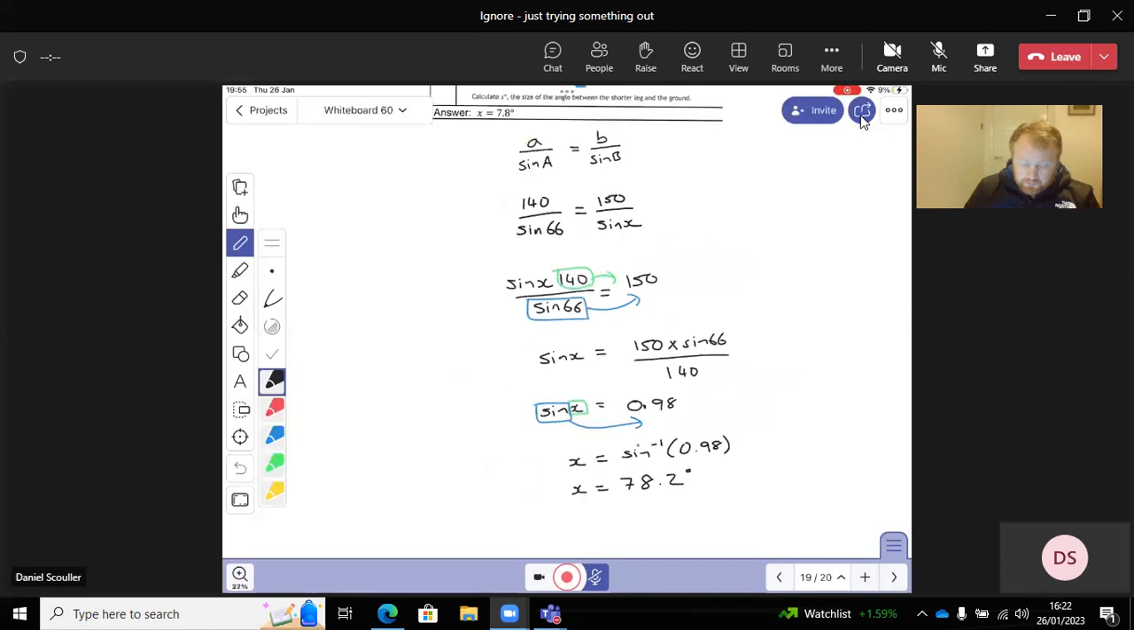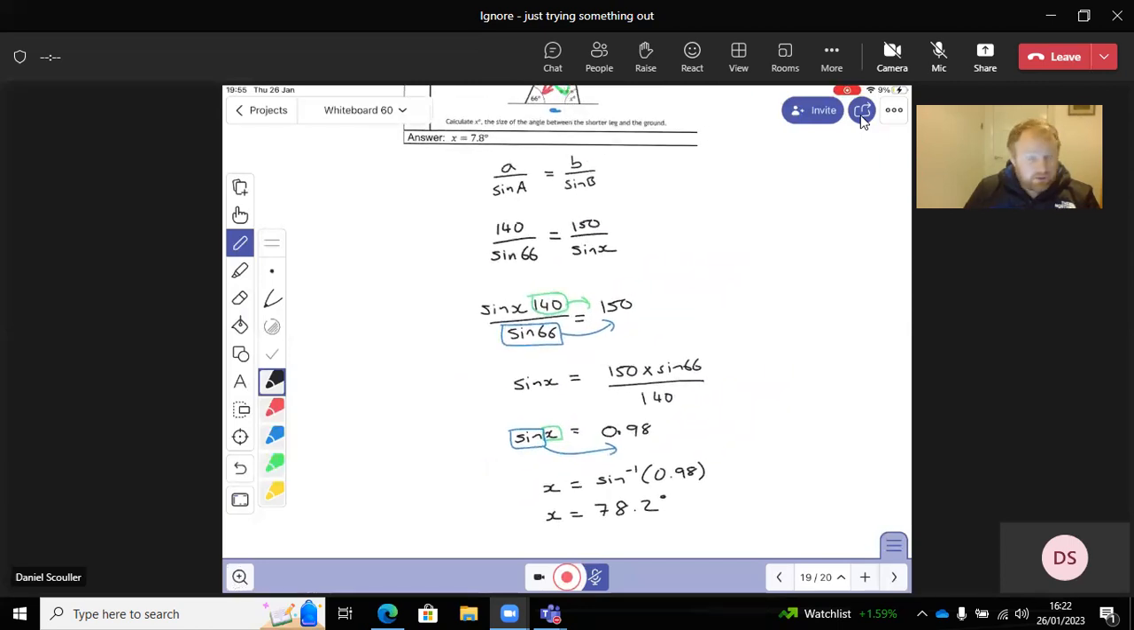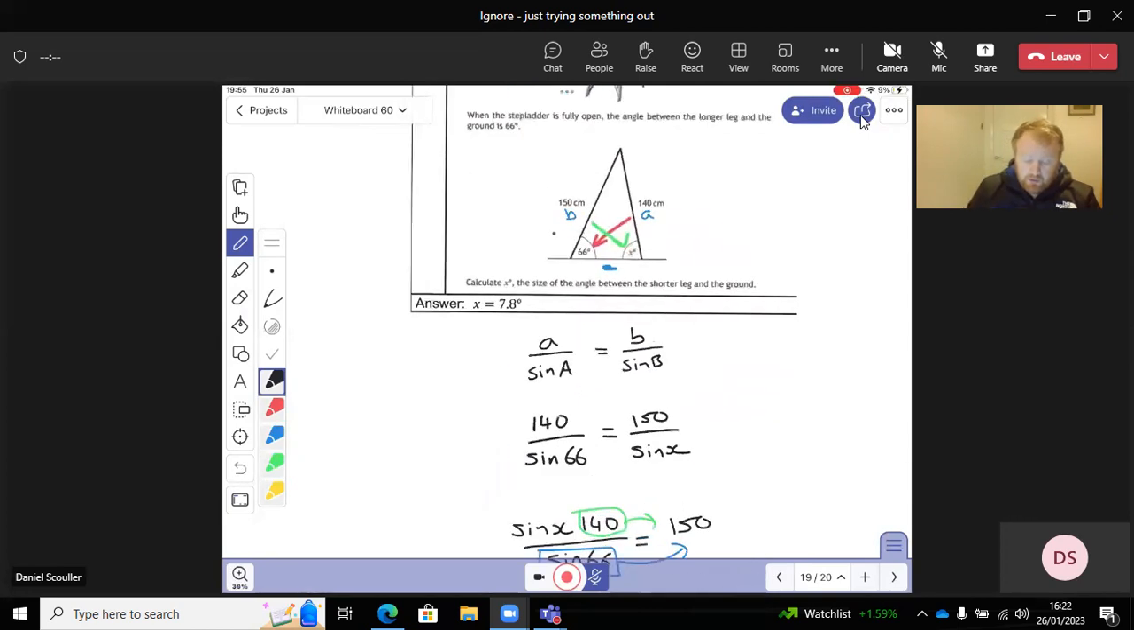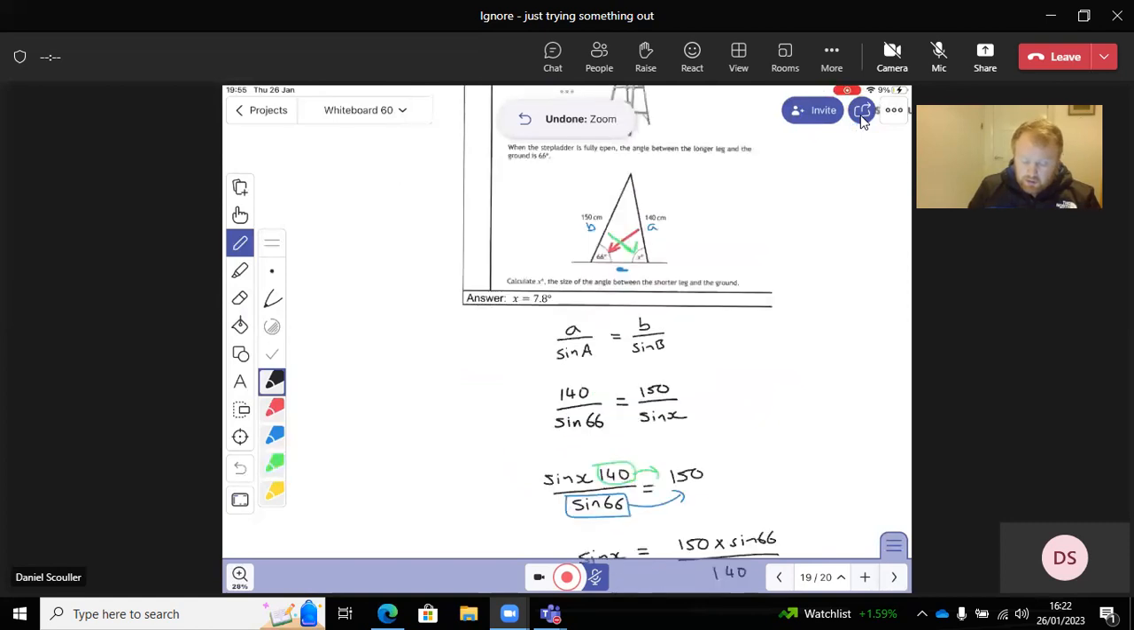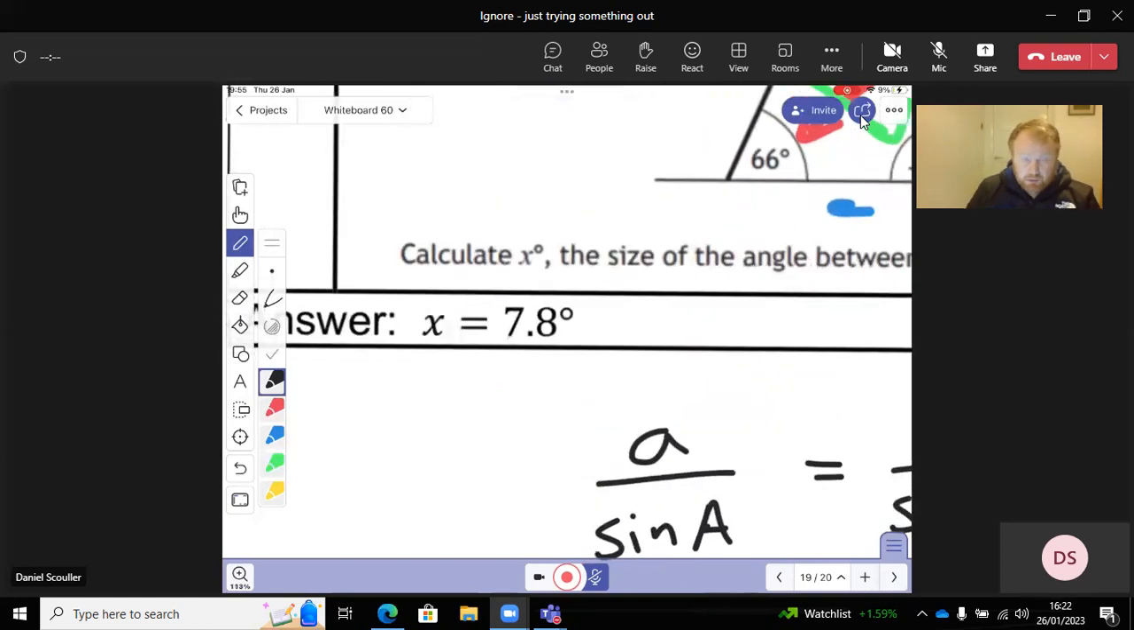That makes more sense than 7.8 degrees. 7.8 degrees is almost flat. Amazingly, that's given in the past paper, but it's wrong. It's given in the past paper as x equals 78. It should be x equals 78 degrees. They've added this decimal point incorrectly, which is quite interesting.